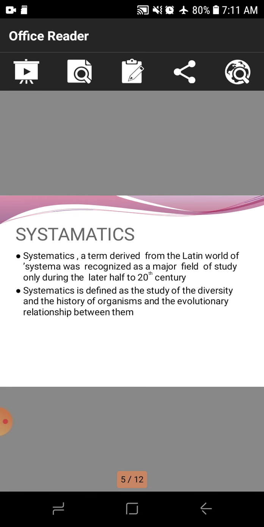Systematics. Systematics, a term derived from the Latin word systema, was organized as a major field of study only during the later half of the 20th century. Systematics is defined as the study of diversity and the history of organisms and the evolutionary relationships between them.